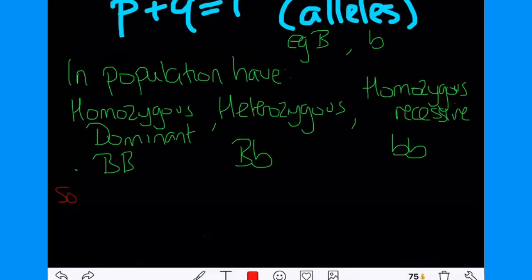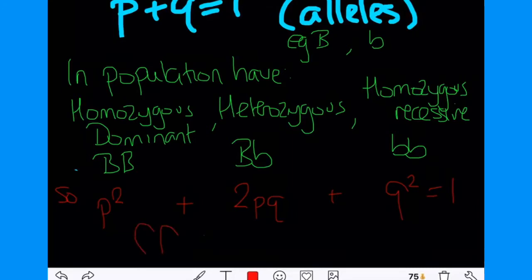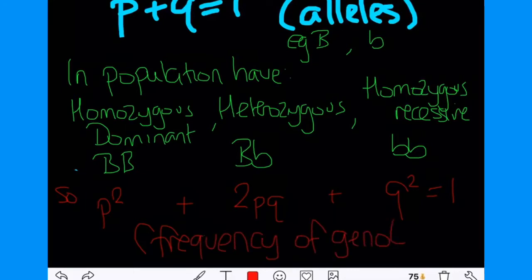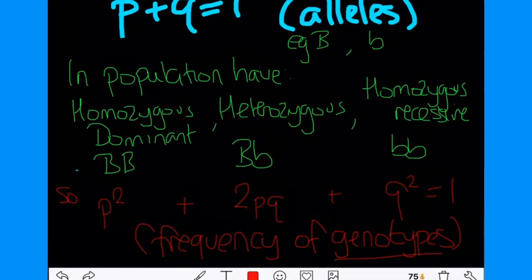In a population, they will be either homozygous dominant, heterozygous, or homozygous recessive. So to put it into our Hardy Weinberg equation, p squared plus 2pq plus q squared is equal to 1. Because if you remember, p stands for the dominant allele, q stands for the recessive allele, and the p squared plus 2pq plus q squared being equal to 1 is the frequency of the genotypes.